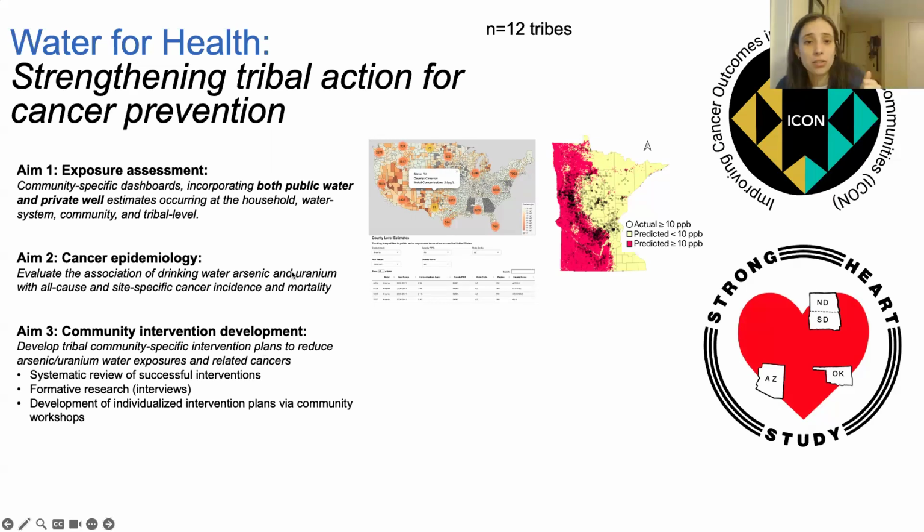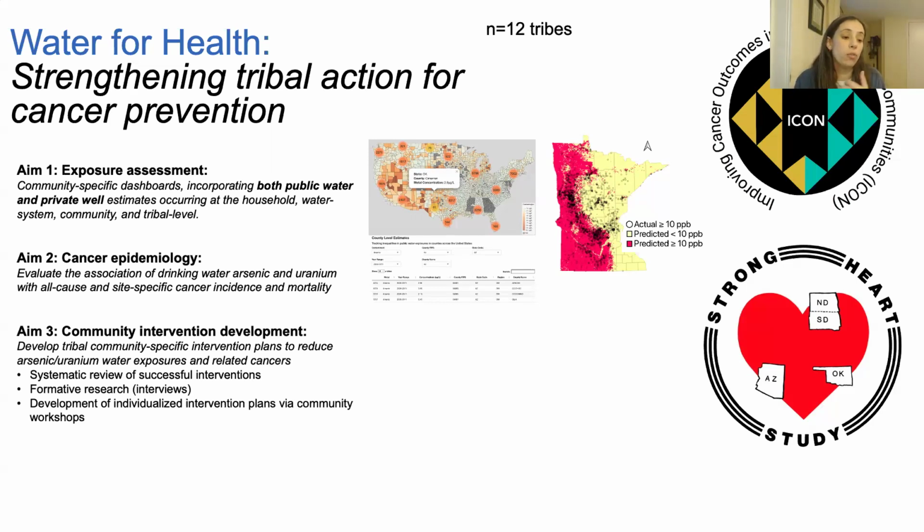Then we have a very classic cancer epidemiology aim. We'll be looking at our drinking water arsenic and uranium estimates with cancer incidence and mortality. And then the third aim is leveraging all that information from aim 1 and aim 2 to help each of the 12 tribes develop a community-specific and community-driven intervention to reduce arsenic and uranium in drinking water. There are 3 phases to this. The first is that we systematically assess prior successful interventions, what's worked well and what hasn't worked well, from a variety of different evidence streams.